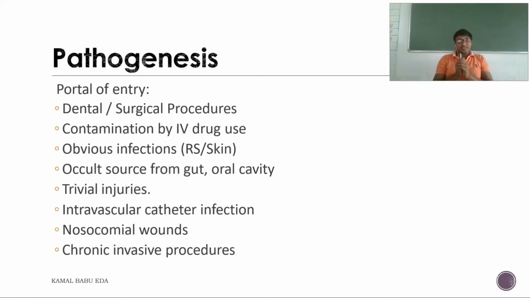Coming to the pathogenesis, it can be because of any kind of dental or surgical procedures, or contamination from IV drug use. So whenever you are giving an IV drug, as a nurse, it is your responsibility to maintain sterile techniques, because of unsterility, because of your negligence, there is more chance that the person may experience dangerous diseases such as endocarditis or infectious diseases of the heart.